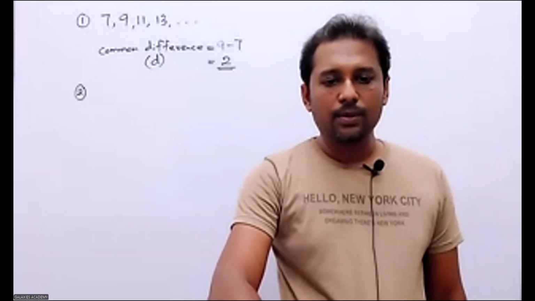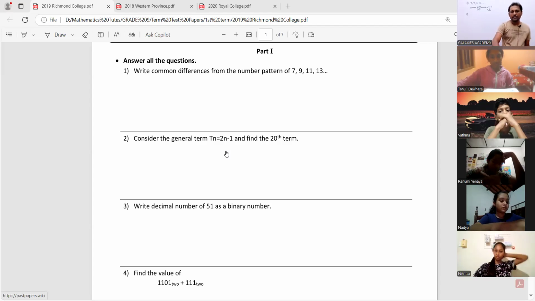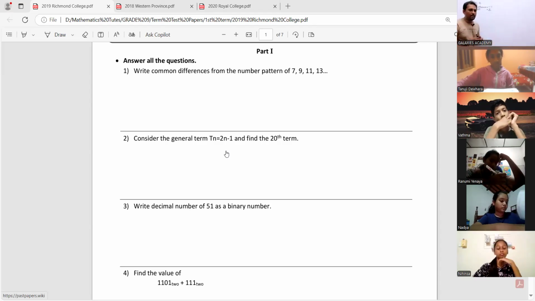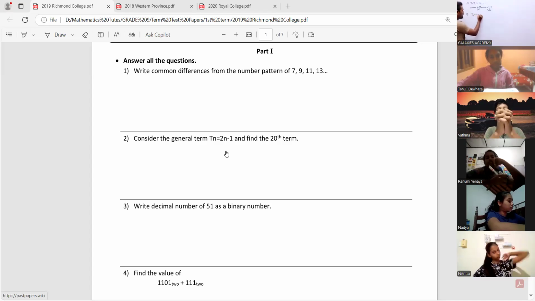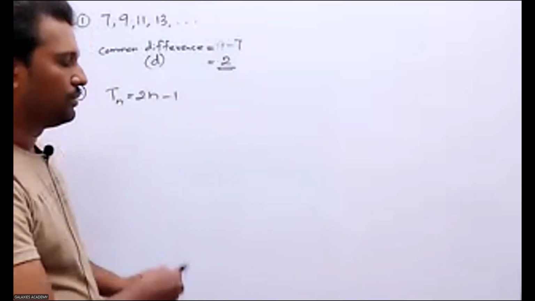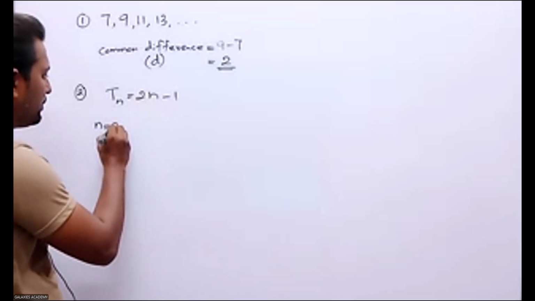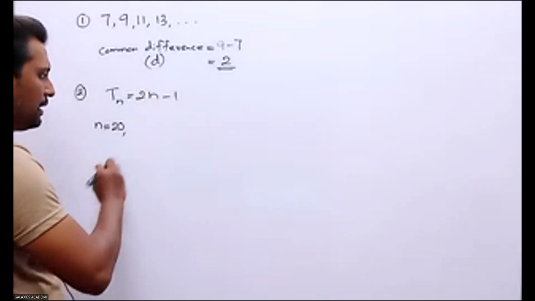Right, then let's go to the second question. The second one is again from the number pattern lesson. Consider the general term Tn equals 2n minus 1. The general term of a number pattern is 2n minus 1. Then you have to find the 20th term. If you want to find any term, you have to substitute n equal to the given value. So we substitute n equals 20.